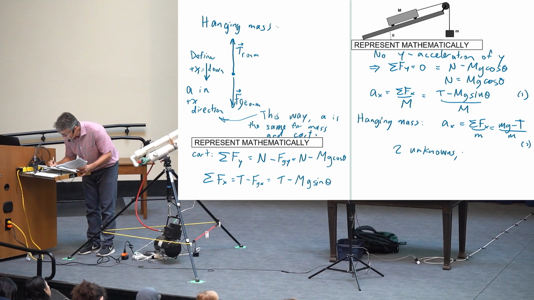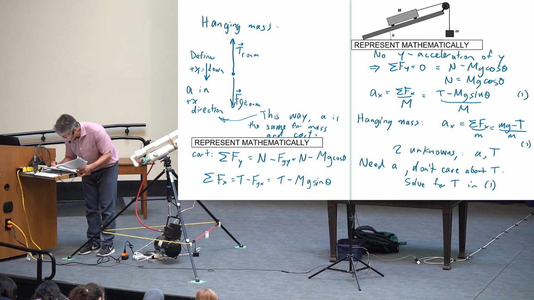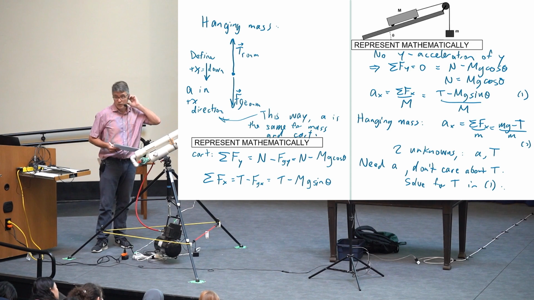Two unknowns are the acceleration and the tension. We don't care about the tension, but we need the acceleration. We don't care about T. So we're going to solve for T in equation 1 and then plug in to the other equation. That's a nice way of eliminating one variable. Use one equation to solve for the variable you don't care about, and then plug that into the other one.